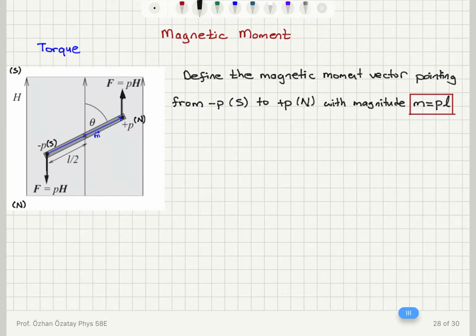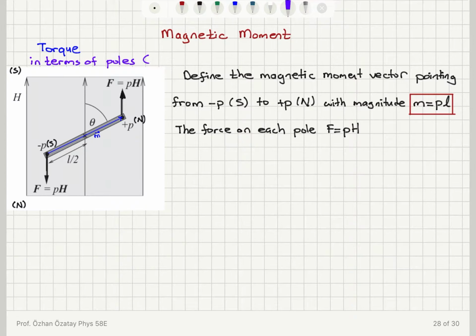So we should note that the force on each pole will be F is equal to P times H. And so let's clarify here that we're talking about the picture in terms of poles, that is using CGS EMU units. So that's the picture.